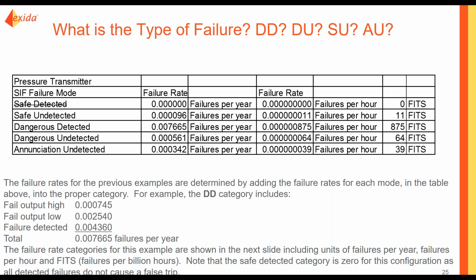The failure rate categories for this example, and all of the examples normally found in functional safety, are in FITs. That is failures in time, and FITs are failures per billion hours.